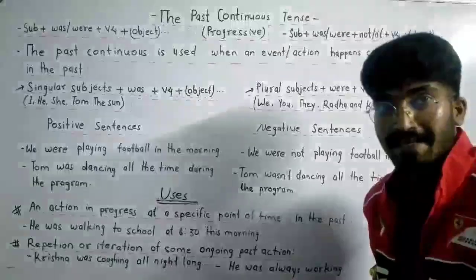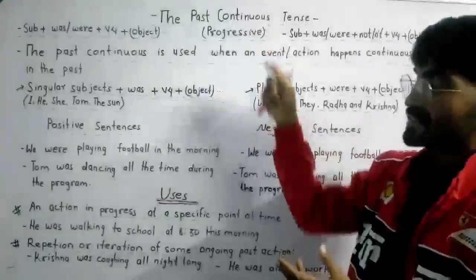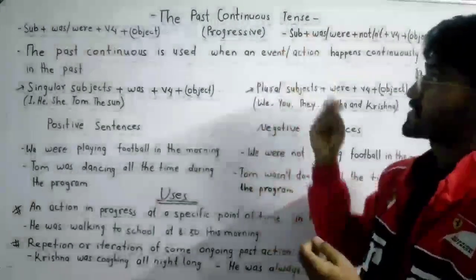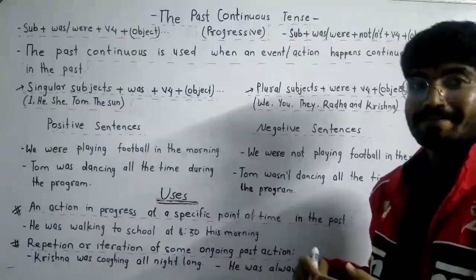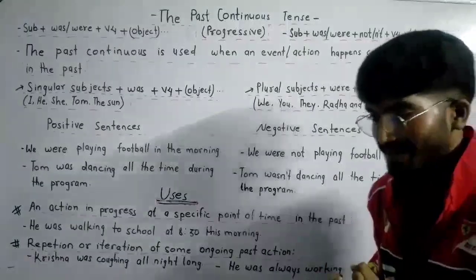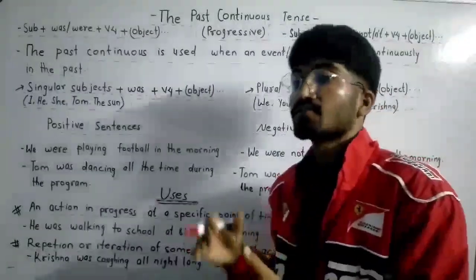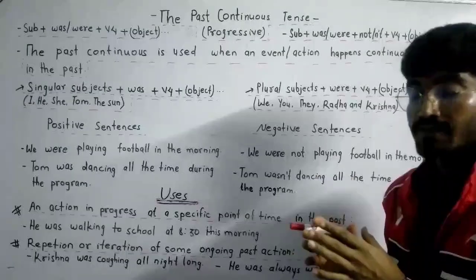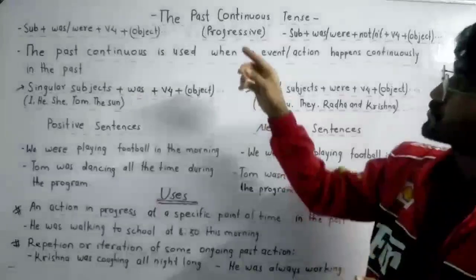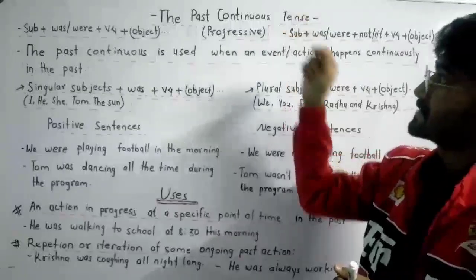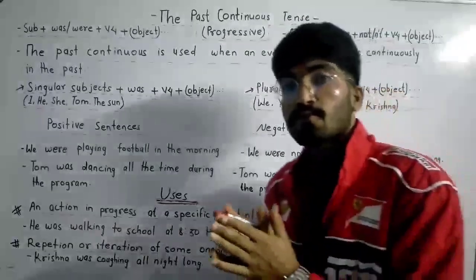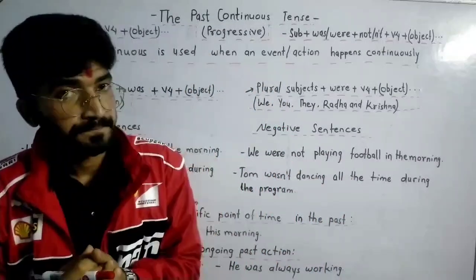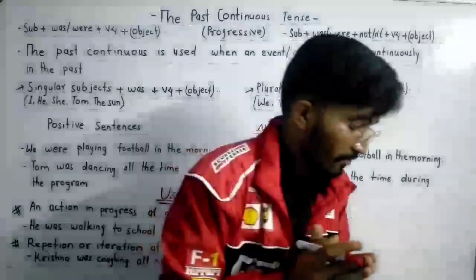Past, before this time, continuous, something continuously without stopping, and then tense, time. So if we understand this, it is going to be easier and clearer for us to understand. And talking about this tense, this is one of the aspects of the past tense, and this is the second aspect of the past tense.